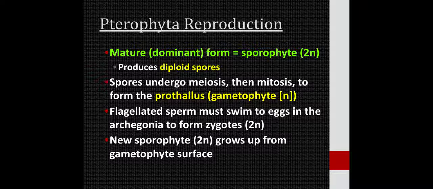There is flagellated sperm that has to swim to meet the eggs in the archegonia. When they meet, fertilization takes place and we get our diploid zygote. And that zygote is our new sporophyte that is going to grow into our fern right off of the surface of the prothallus.